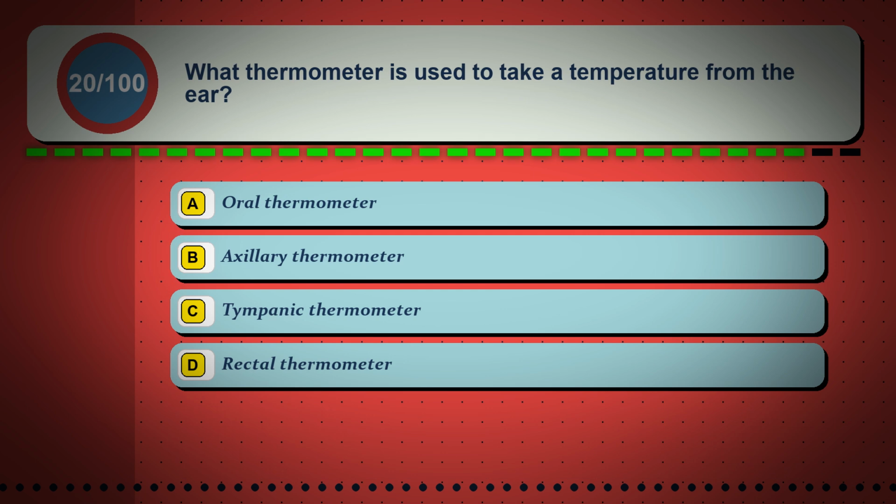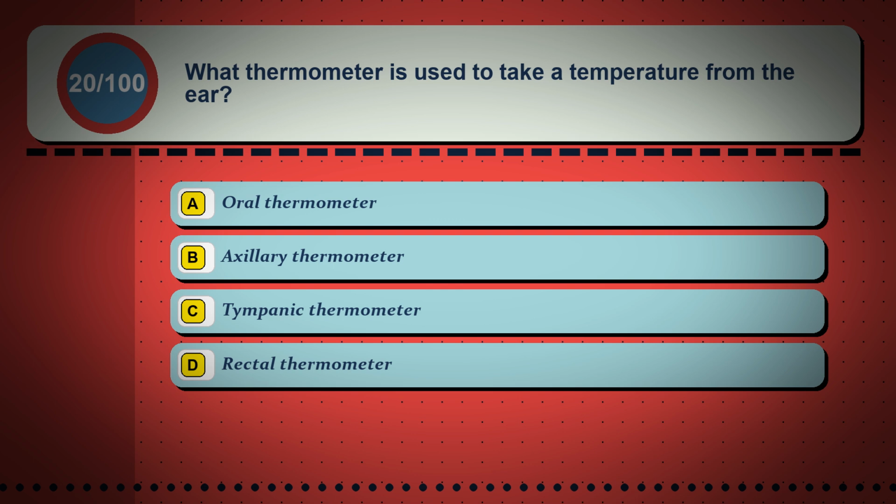Question 20. What thermometer is used to take a temperature from the ear? Option A. Oral thermometer. Option B. Axillary thermometer. Option C. Tympanic thermometer. Option D. Rectal thermometer.